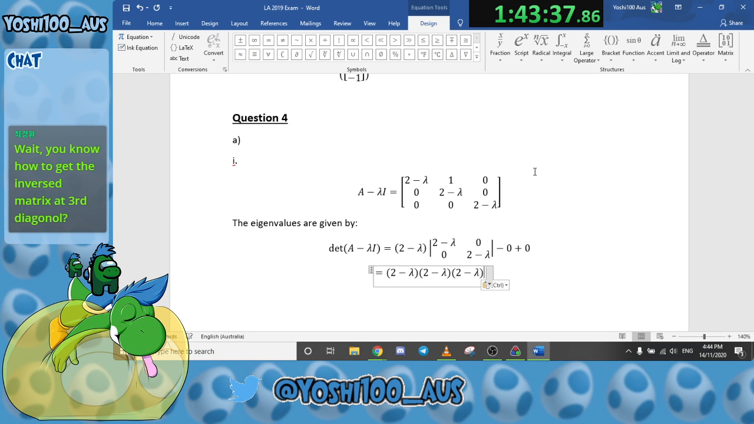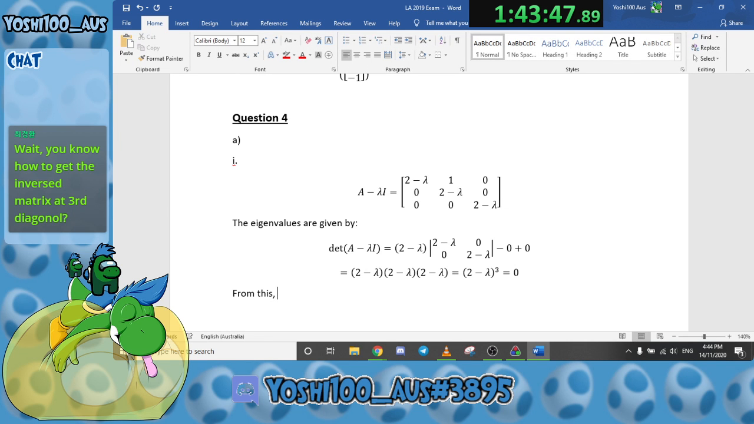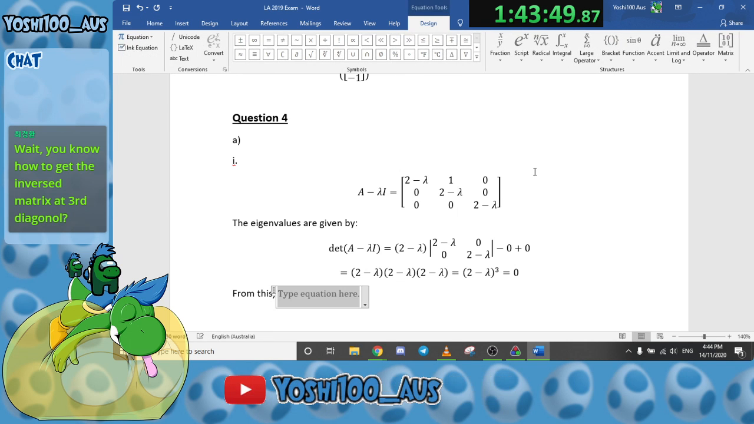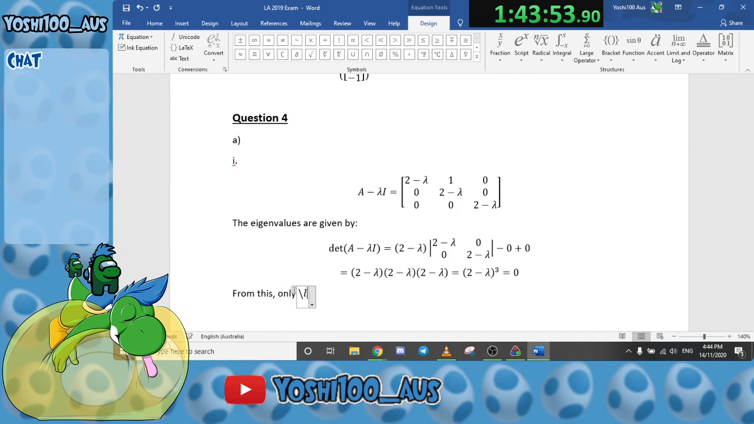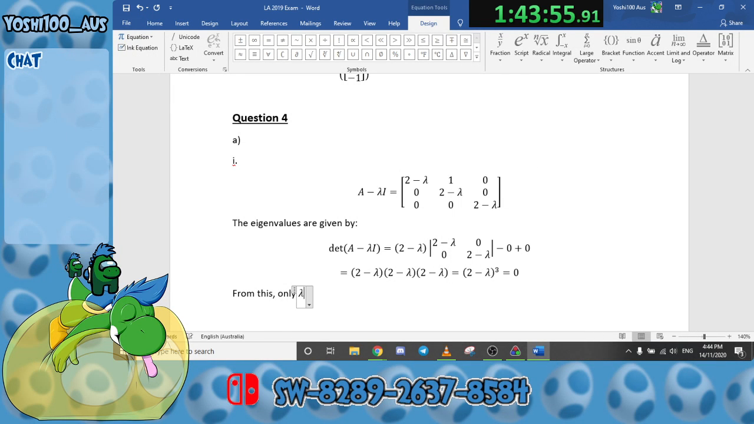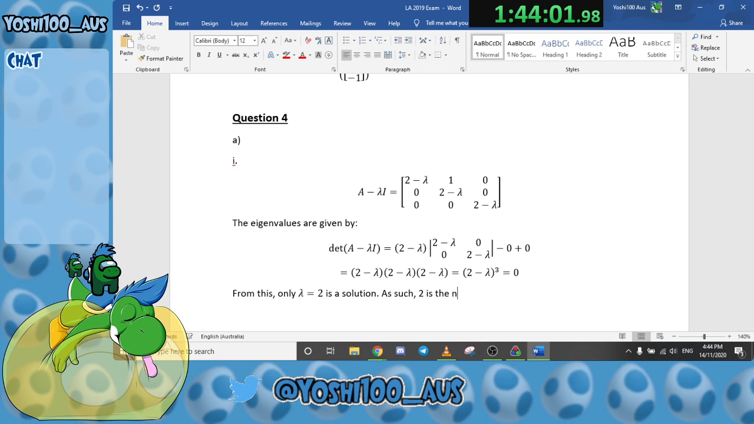Right? Equals this, right? That 0 from this. This 2 is a solution. As such, 2 is the only eigenvalue. That's the only way I can think of showing this.